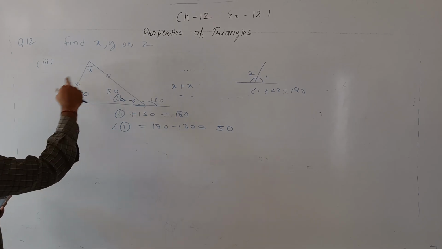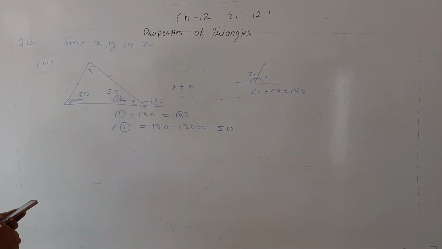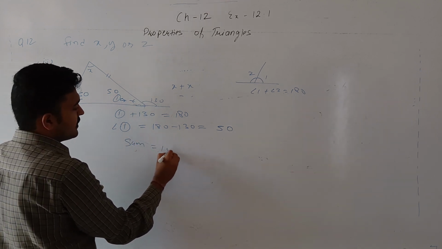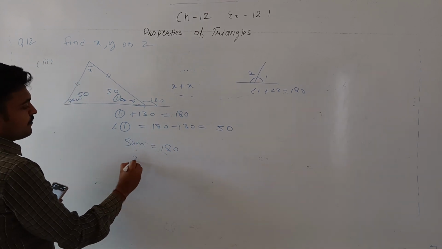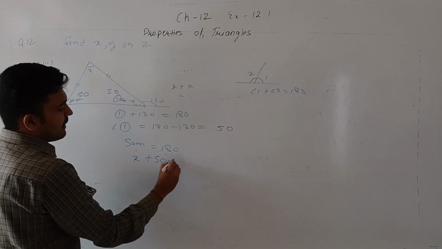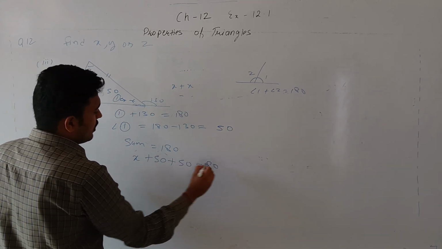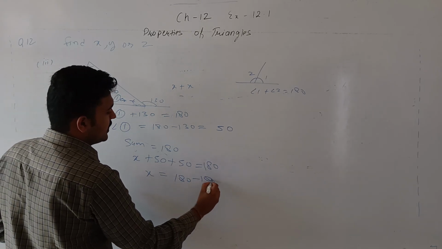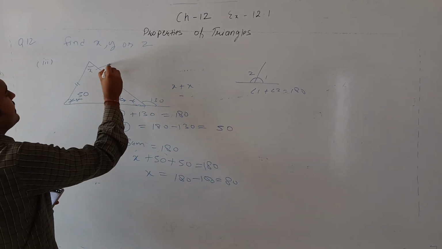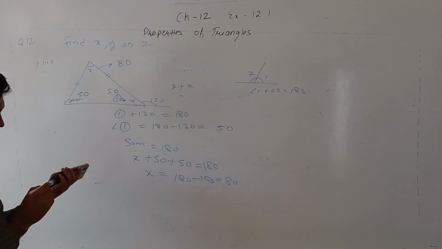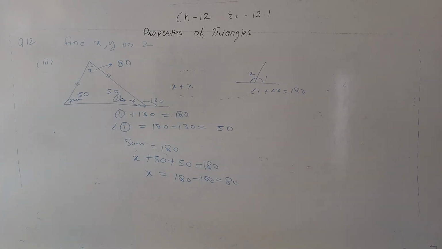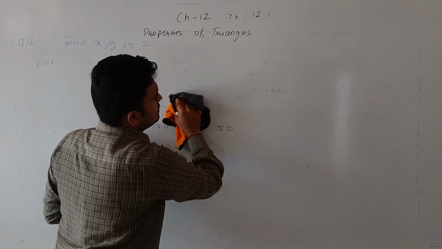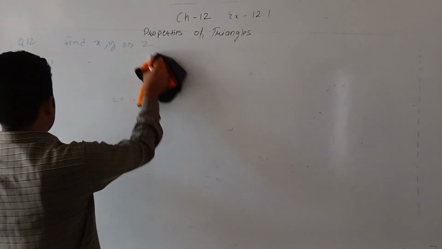So this angle comes out to be 50 degrees. The other angle is also 50 because the opposite sides are equal. Therefore, again the sum is 180. So x plus 50 plus 50 is equal to 180, or x is equal to 180 minus 100, which is 80. So this angle comes out to be 80 degrees. Now we will do the next question.